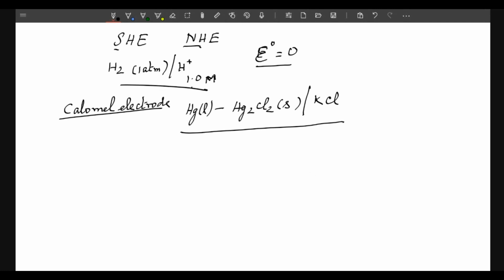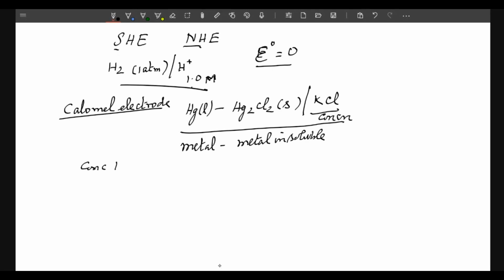Mercury, mercurous chloride: we call this a metal insoluble salt electrode. Among the categories, oxidation-reduction electrode, gas electrode, and metal electrode, you know these. Which category does this belong to? The metal insoluble salt electrode is dipped in potassium chloride, and depending upon the concentration of the KCl electrolyte used, the electrode potential changes.